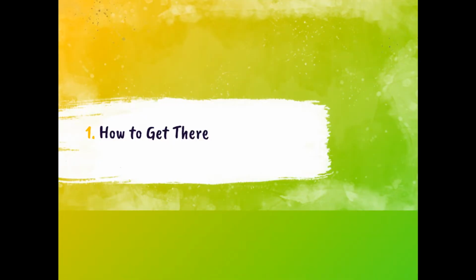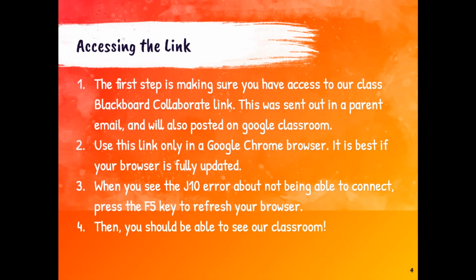Your first step is going to be accessing Blackboard Collaborate. There are a couple of ways to do that. One is using the link that was shared with your parents by email, and the other is through the posted link in Google Classroom. You want to make sure that you are using Google Chrome when logging on and not using Internet Explorer and not Safari. It's also best to make sure that your browser is fully updated so it works properly.